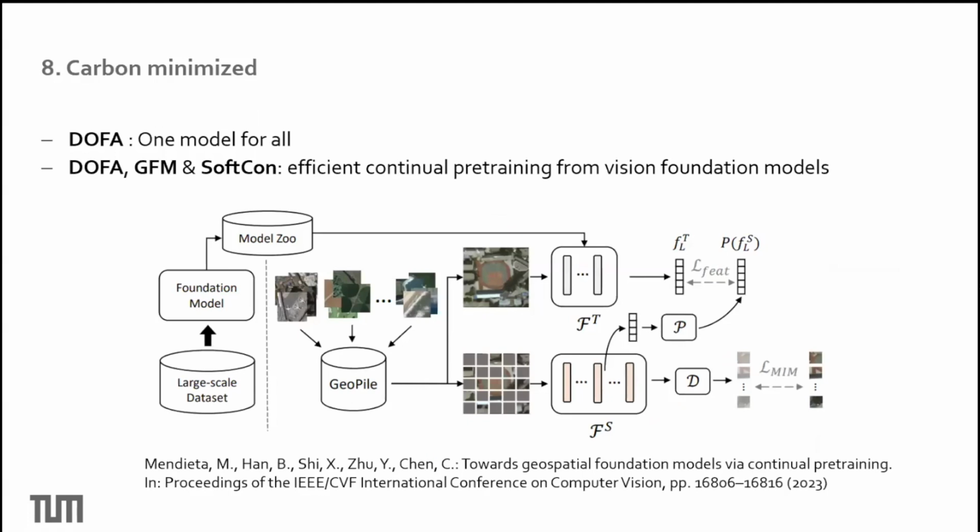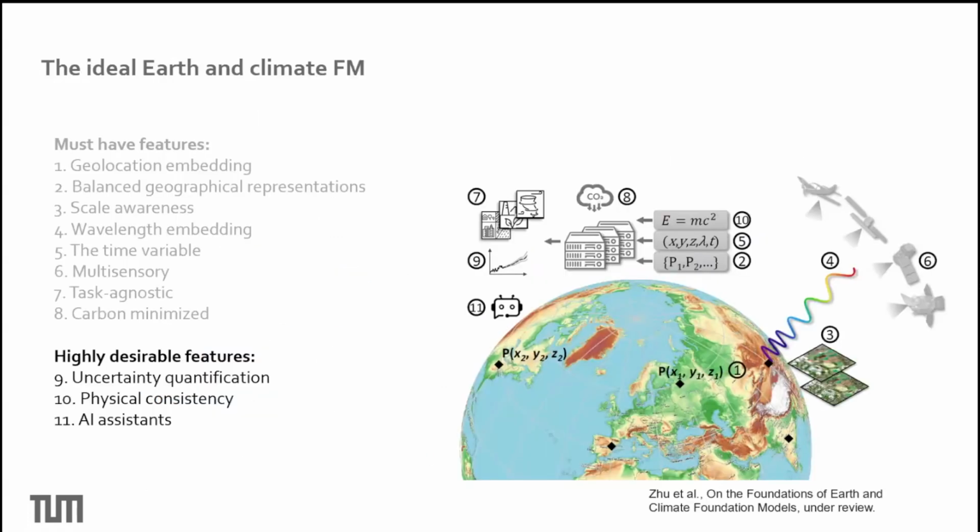And finally, for carbon minimization, here we give an example. DOFA, as I said, one model for all. You don't need to train one foundation model for one modality, but also it's reflected in the training process. Like DOFA, GFM, or SoftCon, they are all using efficient continual pre-training from the vision foundation models in order to reduce, let's say, the training effort. Okay. Yeah, these are the must features of the ideal foundation model.